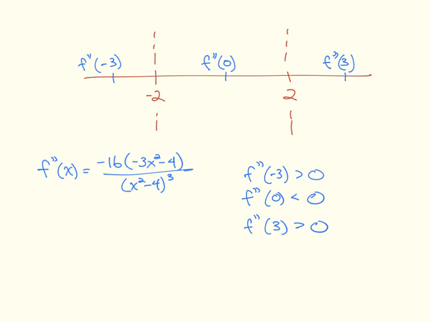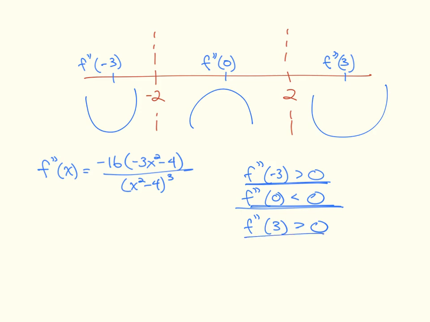What that means is that the interval to the left of negative 2 is concave up. And that's because when you evaluate the second derivative at negative 3, you have a positive value. This also means that the interval containing 0 between negative 2 and 2 is concave down, because that value was less than 0. And the last interval containing the test value 3 is concave up because the test value gave a second derivative value that was bigger than 0.